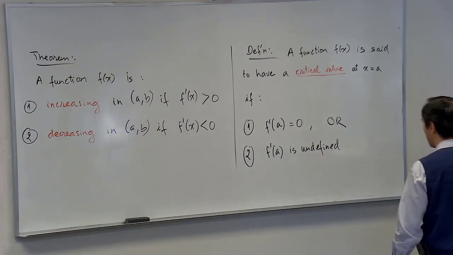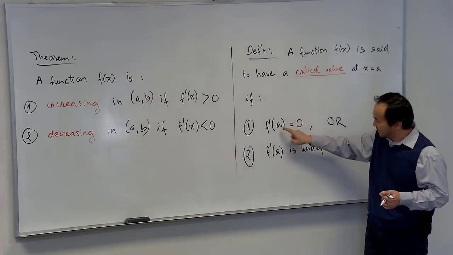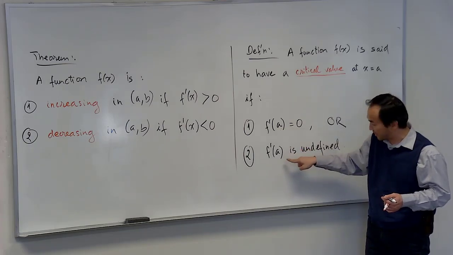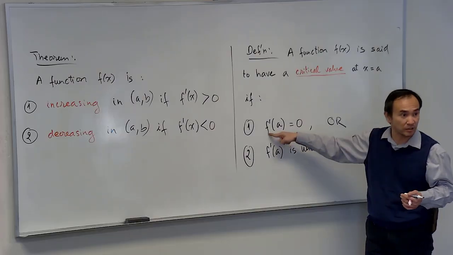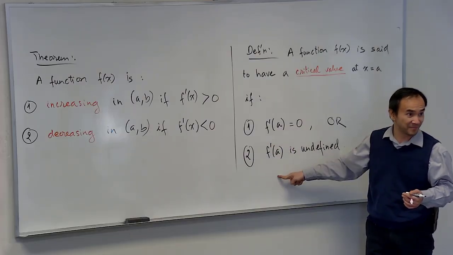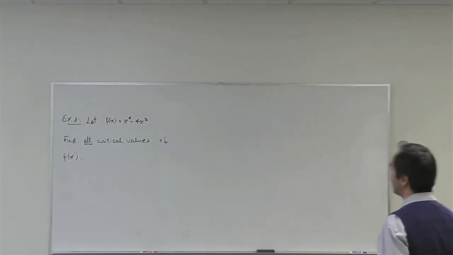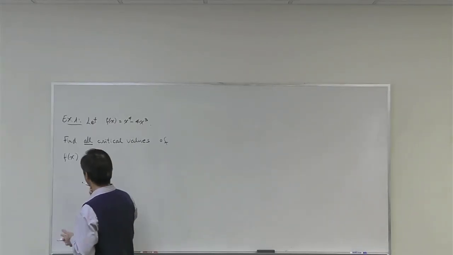Now to get started into the problem, we are asked to find the critical value. So what does it mean by critical value? The critical value happens if f prime of a equals 0 or f prime of a is undefined. But anyway, it's heavily dependent on the derivative. See what I'm saying? Okay. So in order to find all the critical values, we've got to find the derivative of the function. So f prime of x, right?